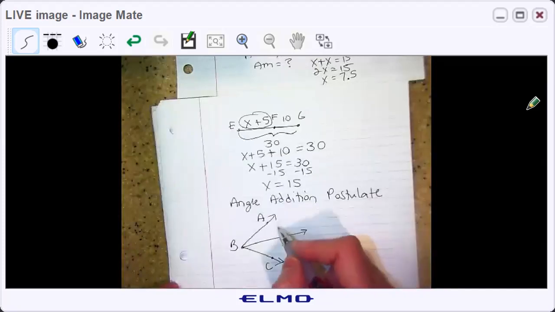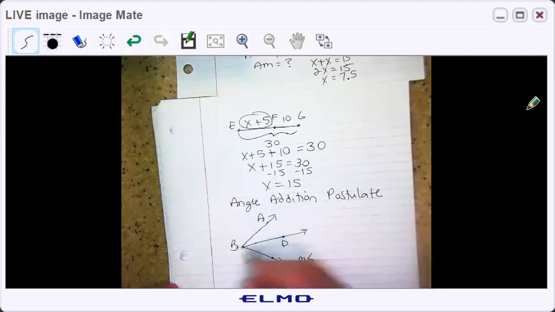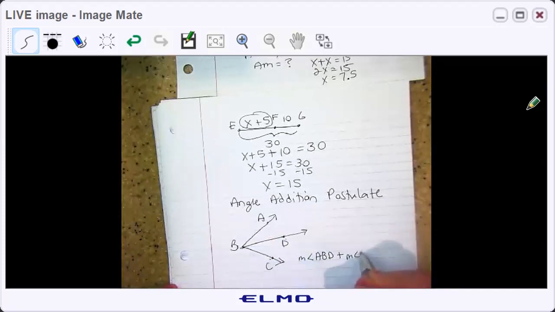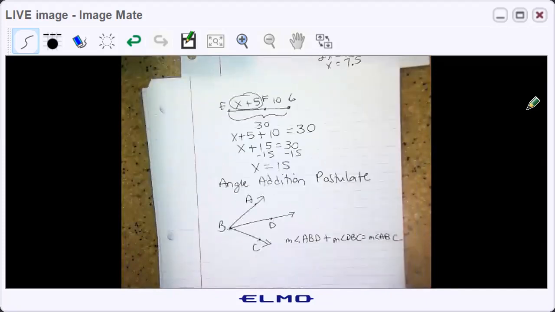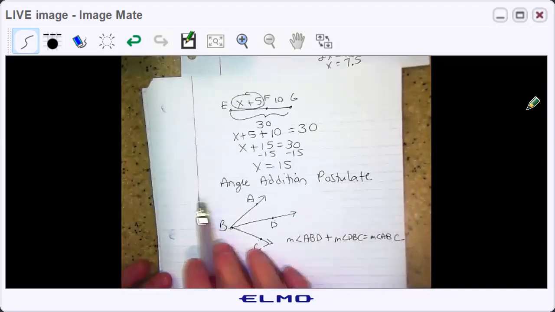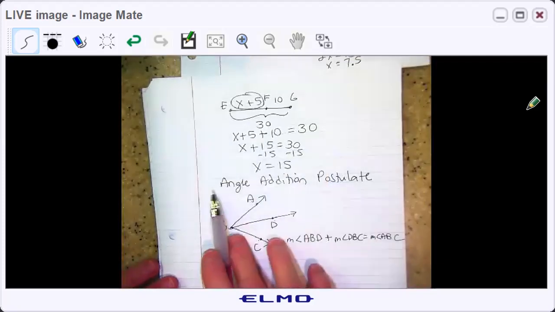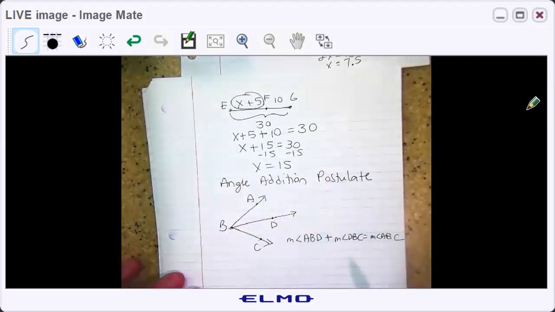I know that I could add up the top angle, the measure of angle ABD. Remember, angles are named by 3 letters, plus the measure of DBC, the bottom angle, has to equal the measure of the entire big angle, what we started with, ABC. So a lot of the problems here are going to work much like it did. I always tell my students, if you know how to do segment addition, you know how to do angle addition. So let's look at a couple of examples of that.